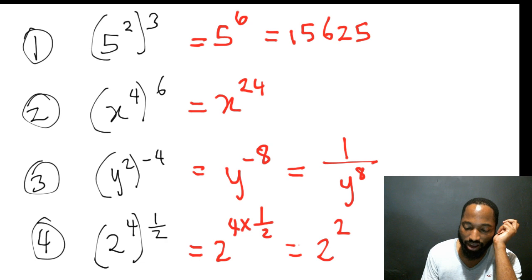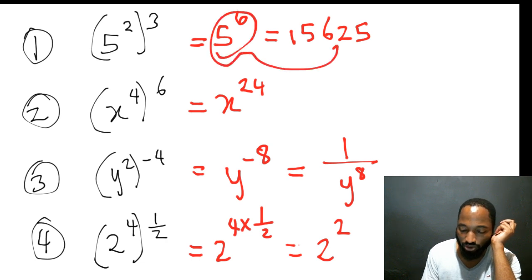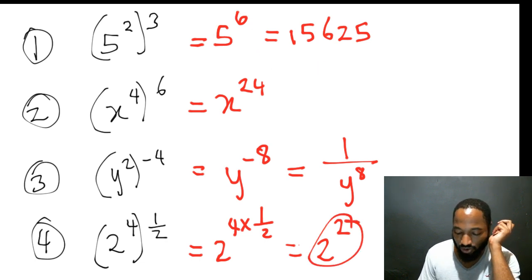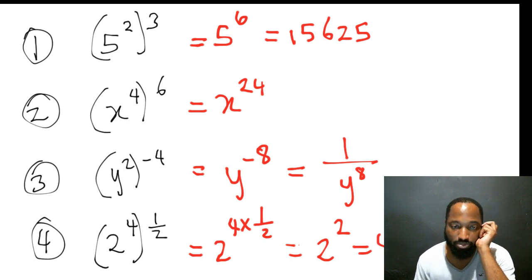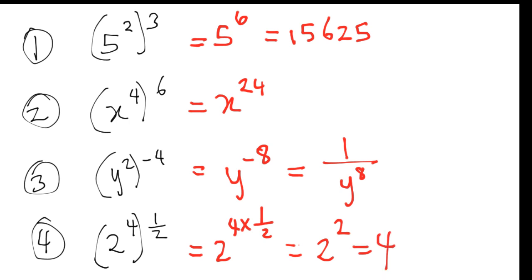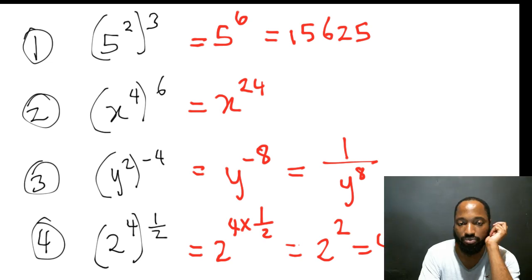Or just like how I had 5 to the power of 6 and I worked it out, 2 to the power of 2, I can actually work out that and get 4, which is another answer that people have there, right? So 2 to the power of 2 is 4. So that's the first rule. Let's get some more questions in now.